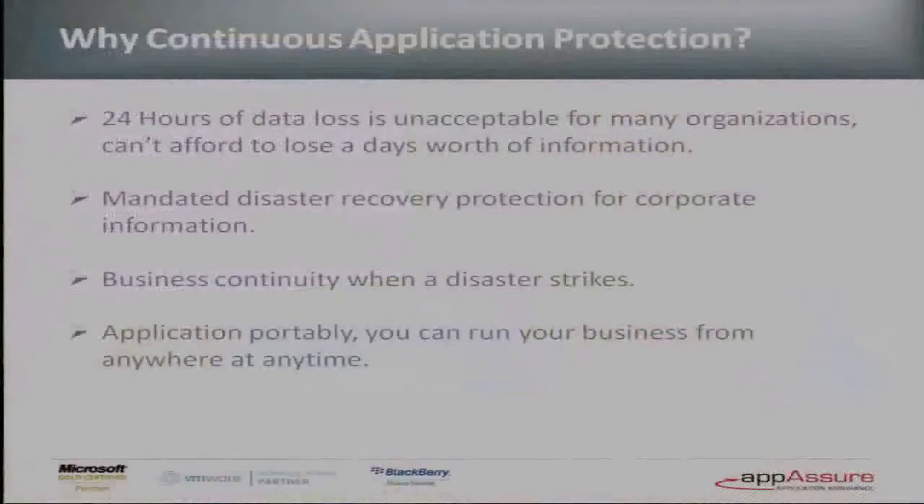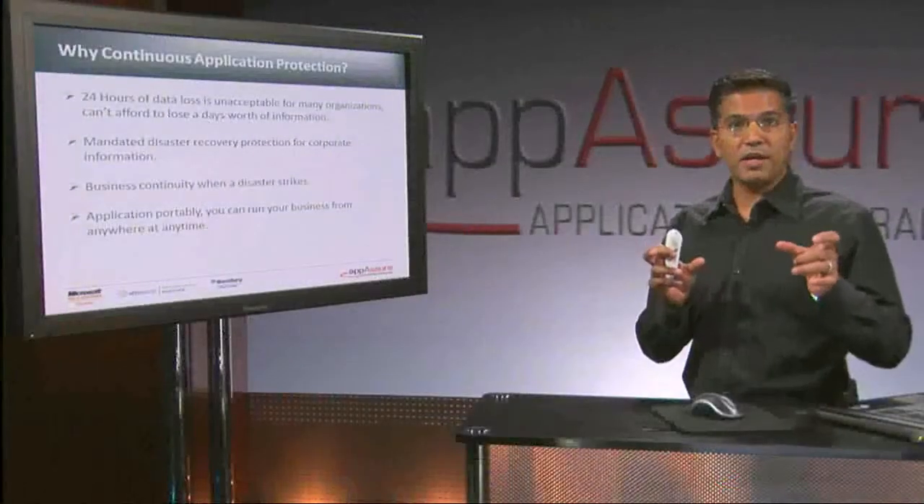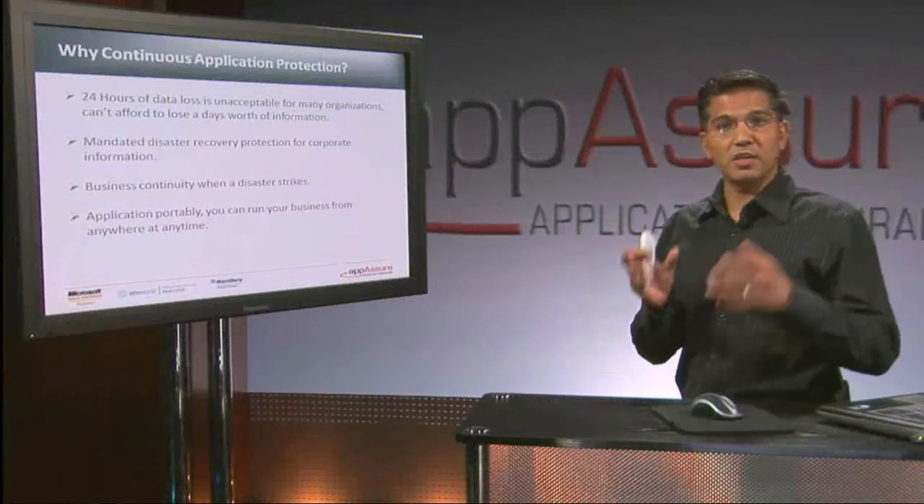So why continuous application protection? So the horror stories: 24 hours of data loss is unacceptable to most organizations now. Just imagine your CEO losing their BlackBerry access. You know what kind of pain you go through. Or you lose a production SQL database. How do you recover from that? So 24 hours is totally unacceptable. So companies are looking now for RTOs, recovery time objectives, and recovery point objectives literally in the minutes.